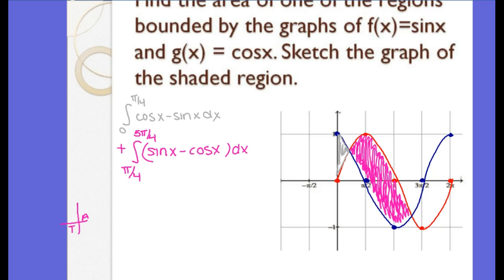I'd just like to say my graph looks so beautiful. I'm proud of it. Trig functions are pretty to graph.